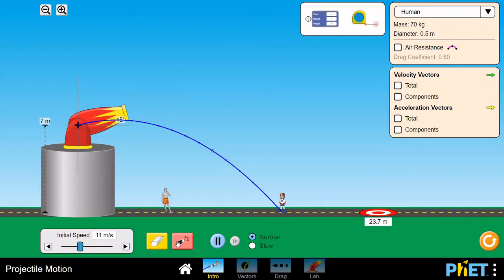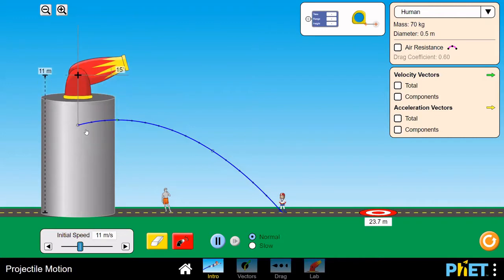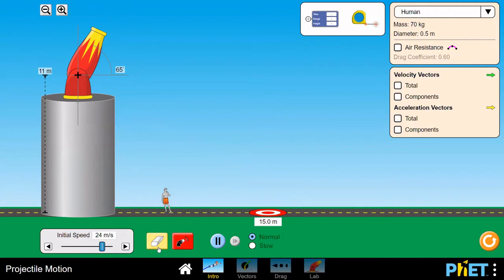All right, let's turn this into a problem here. I have chosen to elevate the platform to 11 meters, and I will put the target 15 meters from the base of the platform. There we go. I'll go with a launch angle of 65, kind of steep there. All right. And to start, I'll just pick some arbitrary launch speed. Let's fire the cannon and see what happens. I'll go with the human. I'm feeling a little sadistic here.